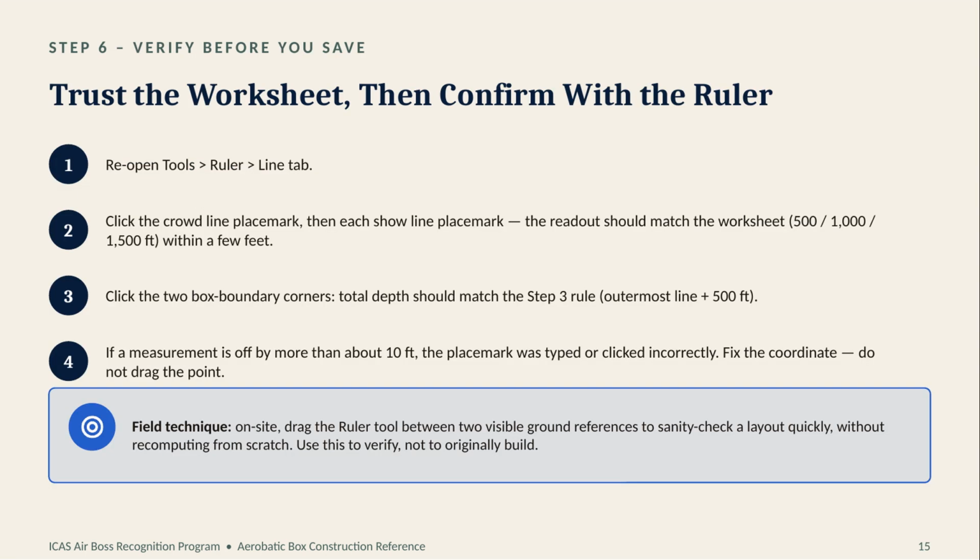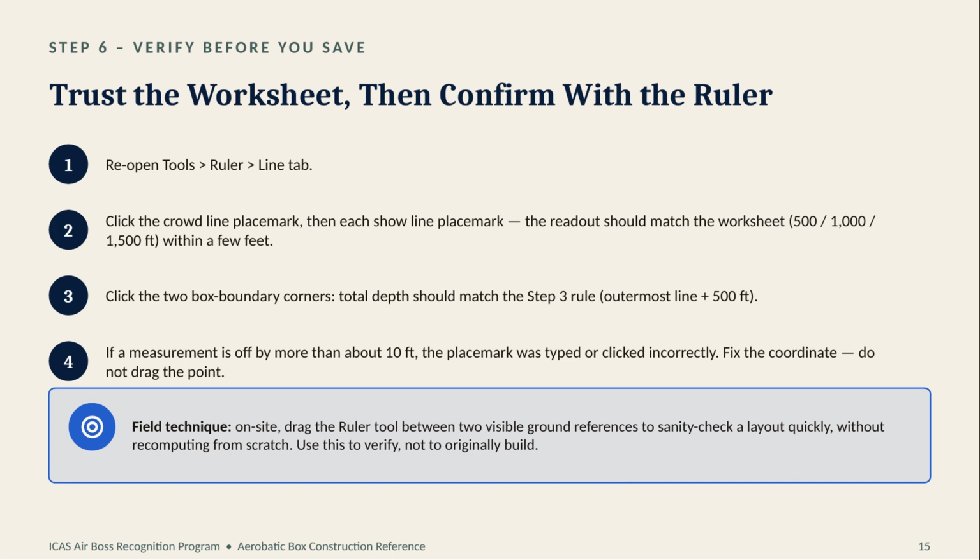You've built the layout, but the build isn't finished until you verify it. Step 6 is trusting the worksheet, then confirming it with the ruler tool before you save anything. 4 steps here. First, reopen Tools, then Ruler, then the Line tab, the same tool you used back in step 1 to establish the frame. Second, click the crowd line placemark, then each show line placemark in turn. The readout should match your worksheet, 500, 1,000, and 1,500 feet, within a few feet of tolerance.